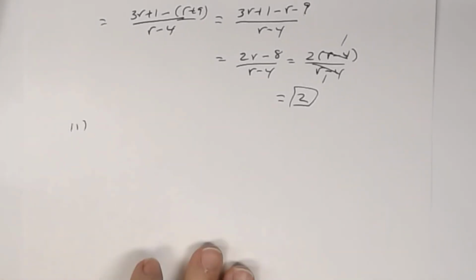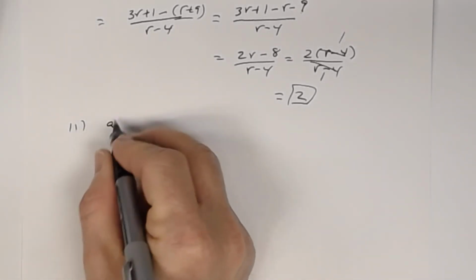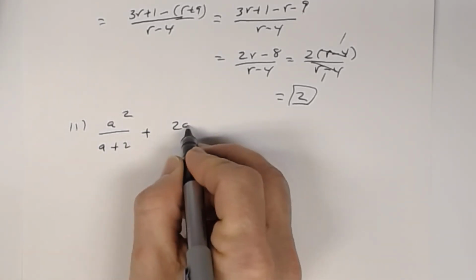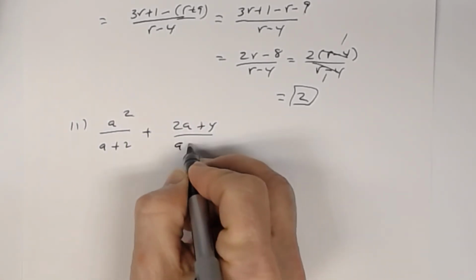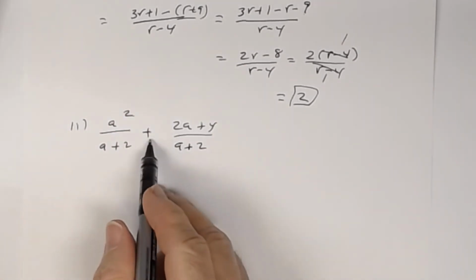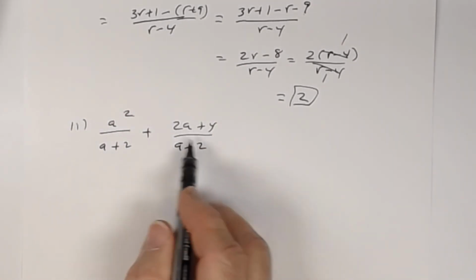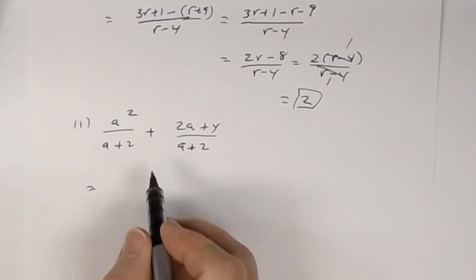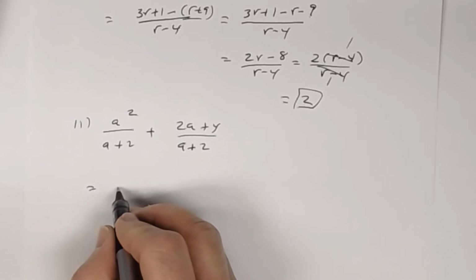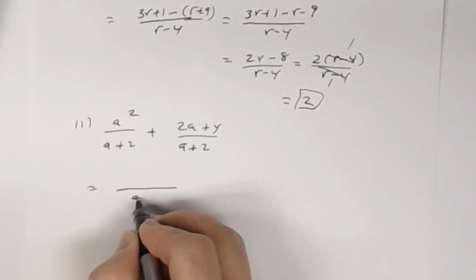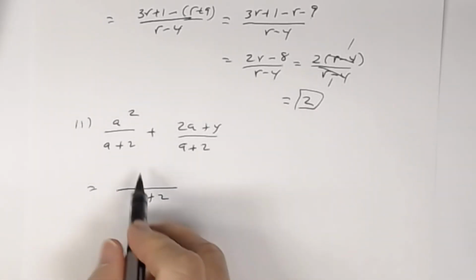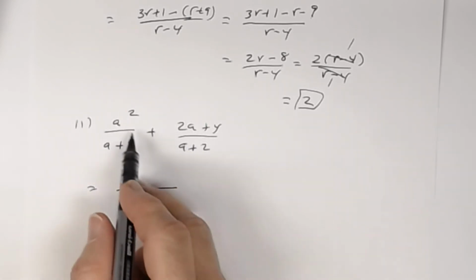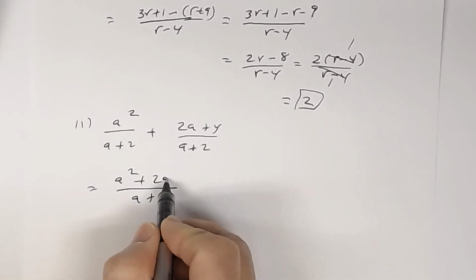All right, number 11, let's look at number 11. We have a squared divided by a plus 2, plus 2a plus 4 divided by a plus 2. So again, I'm adding two rational expressions whose denominators are the same. So I can write this as one rational expression, since the denominators are equal. So this becomes a squared plus, now whenever you're adding, that's the easy kind, a squared plus 2a plus 4.